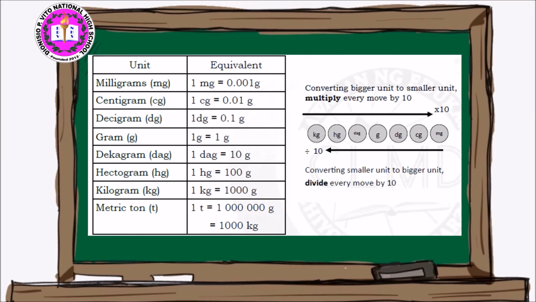And 1 ton, or 1 metric ton, is equal to 1 million grams, which is equal to 1,000 kilograms. So if we're going to convert a bigger unit to a smaller unit, we're going to multiply by 10 every move. If we're going to convert a smaller unit to a bigger unit, we're going to divide by 10 every move.